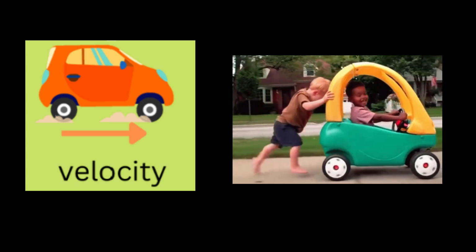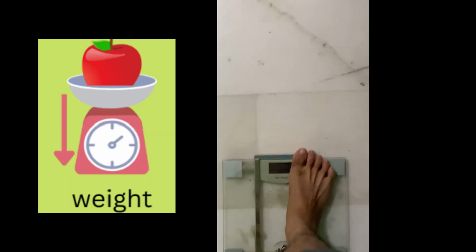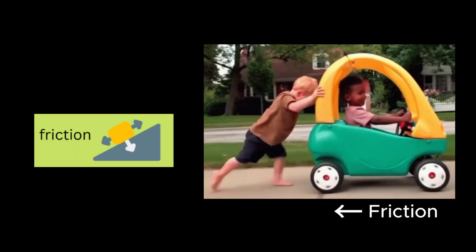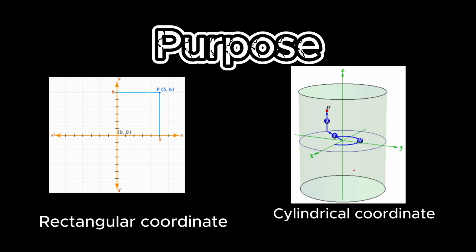Examples include a car traveling in a direction, weight as a force with direction towards the center of the Earth, and friction, which is a force that tends to oppose an object's motion. In this video, we will be explaining the conversion of rectangular to cylindrical coordinates and vice versa.